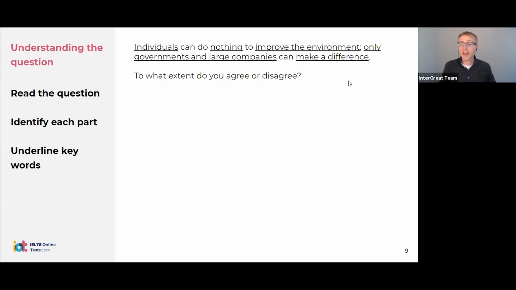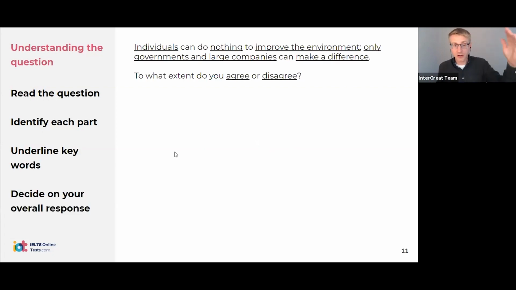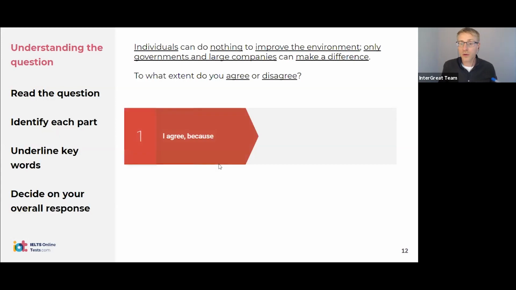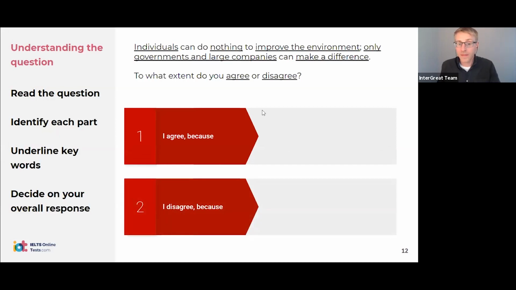Okay. So by now, you should have some ideas, and I can see some in the chat. So Attila, you're saying the government relies on people. So this is one of your points, right? Which I believe is a way to disagree with this. So I can see lots of ideas in the chat here. What we need to do, first of all, is to get an overall response to our question. We can say, do we broadly agree or broadly disagree? And if so, why? So here we're going to say, I agree because, or I disagree because.